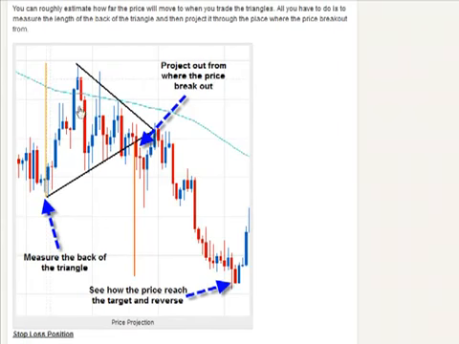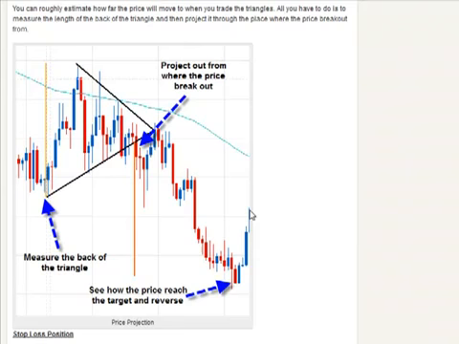And here I show you exactly how you do a projection. You just have to take the highest point of the triangle and the lowest point of the triangle, and measure the length. All you have to do is project this length to where the triangle breaks out. You can see here, the triangle breaks out from here. So you project here. This is where you exit the position. You can see, sure enough, the price moves down, up, down, down, hits our target before it moves out again. You can see how powerful this price projection is. Therefore, this is how we do a triangle price projection.